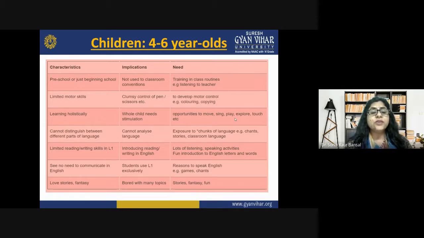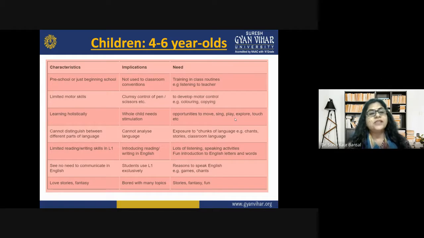Then next thing, no need to communicate in English. Students use level 1 exclusively. They feel that there is no need to communicate in English or any other language, because they are more comfortable in their own regional language or mother tongue. So when the teacher is giving them more and more opportunities in the classroom, in the playground, in chanting or in any sort of activity, the English exposure will also be given to them by this time, and their learning will be enhancing. Their capabilities will be enhancing.